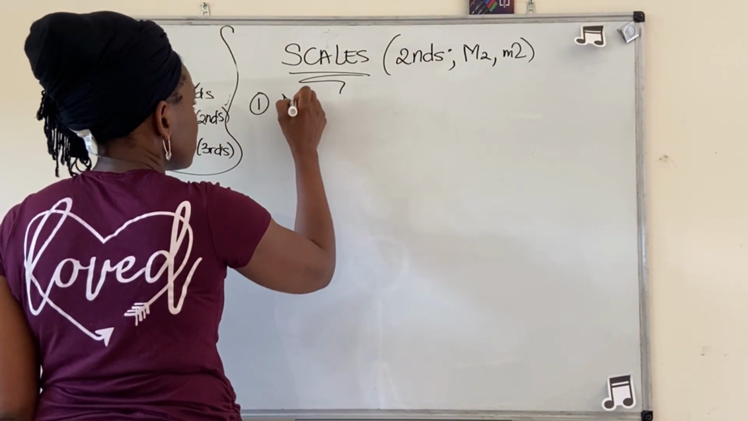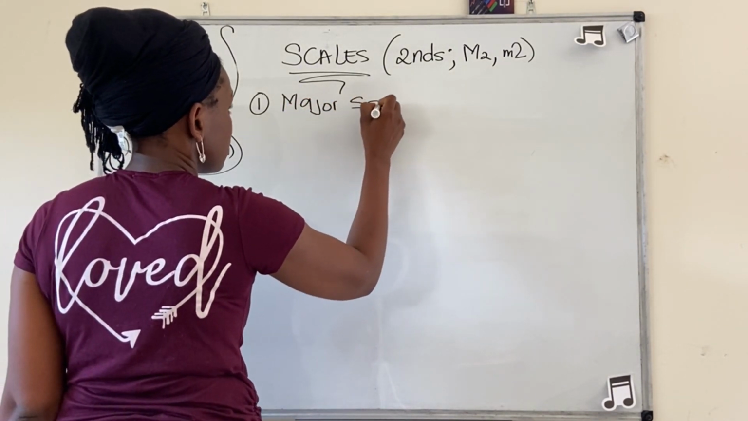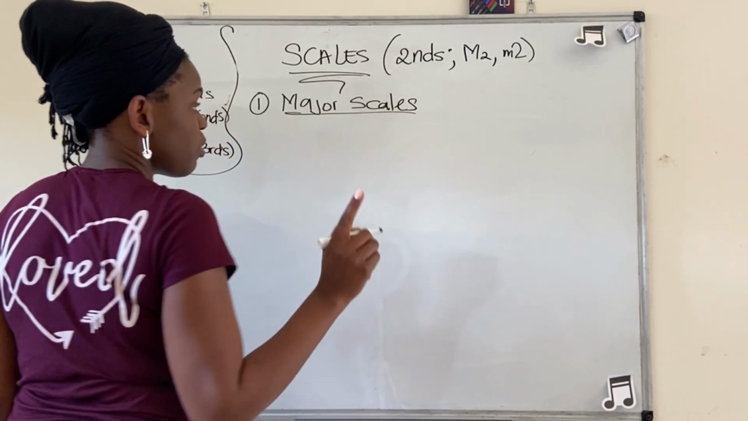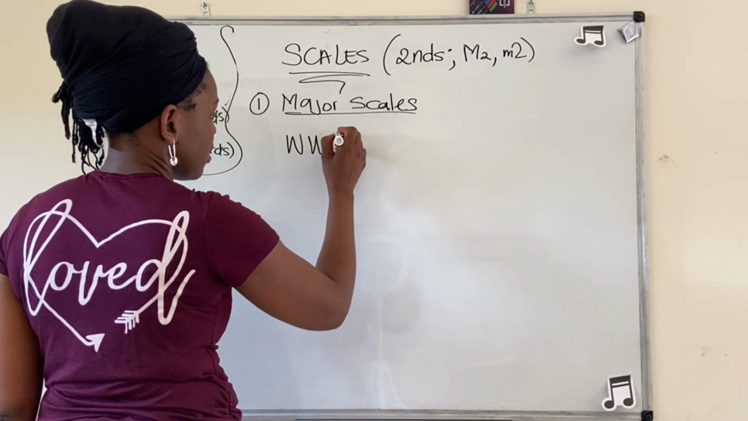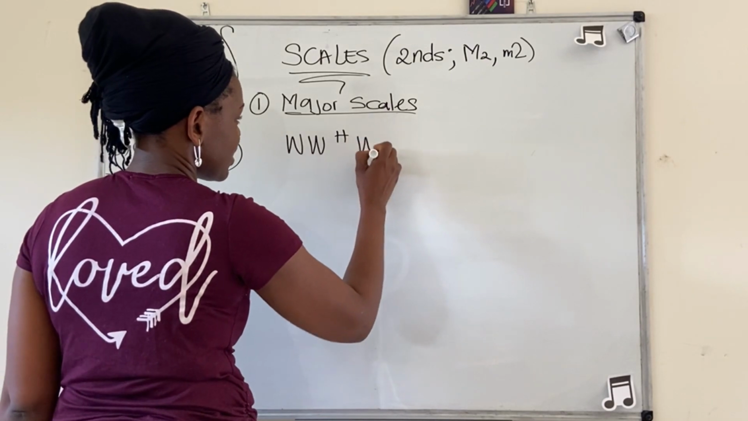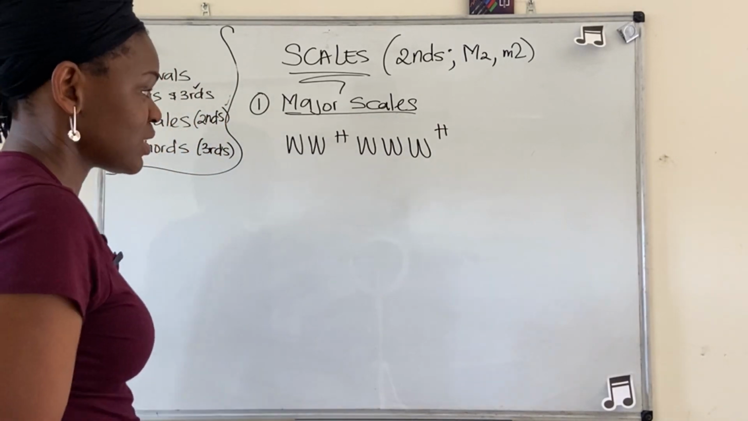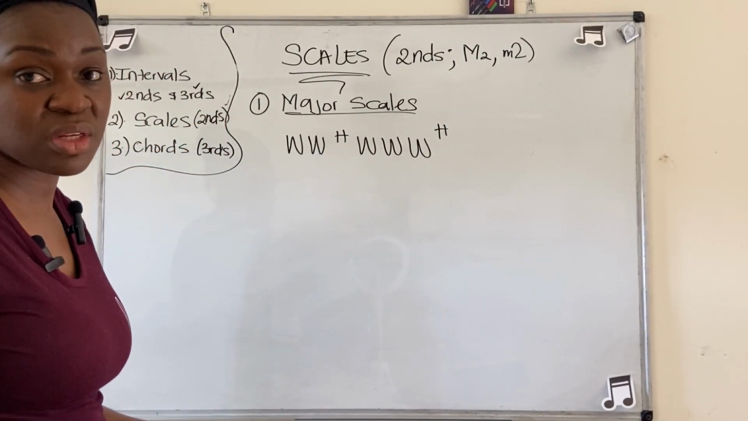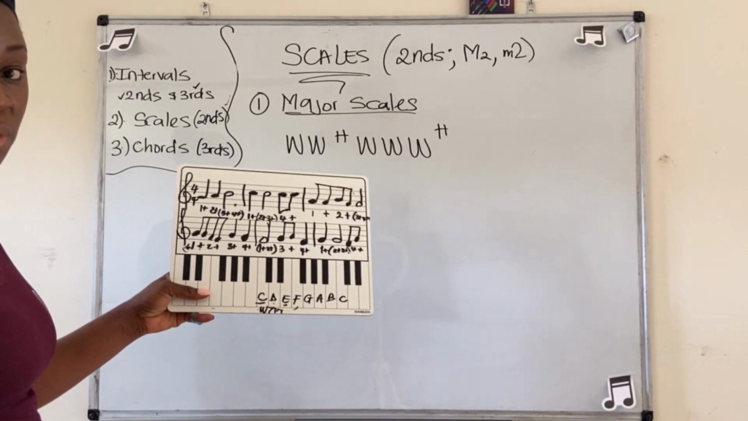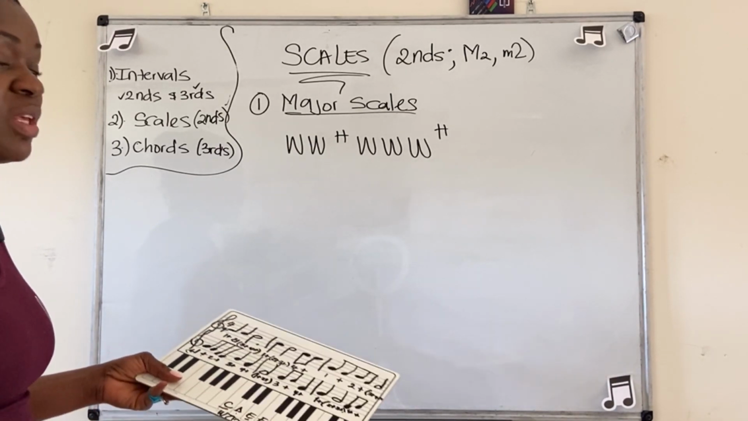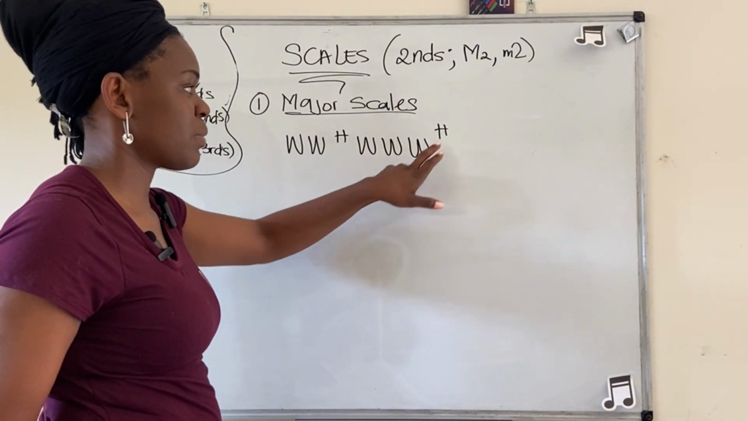Major scales have a formula, which is whole step, half step, whole step, whole step, whole step, half step. We just have to memorize it. And the more we memorize it and practice with it, the more we're going to get used to it. This is the formula for the major scale, which sounds the way that I sang earlier. Do, re, mi, fa, sol, la, ti, do.